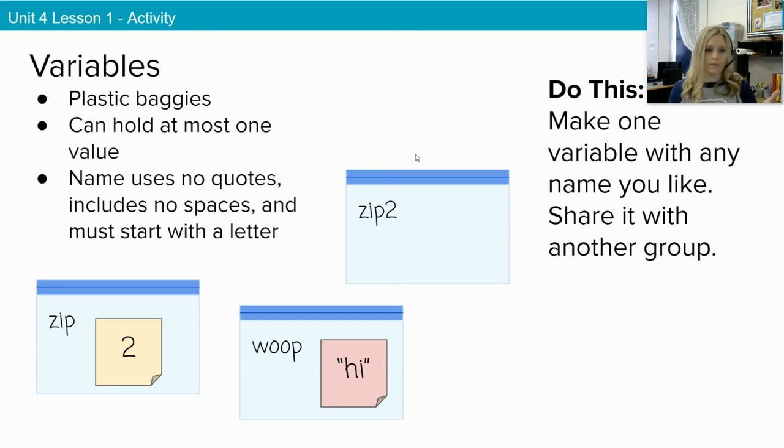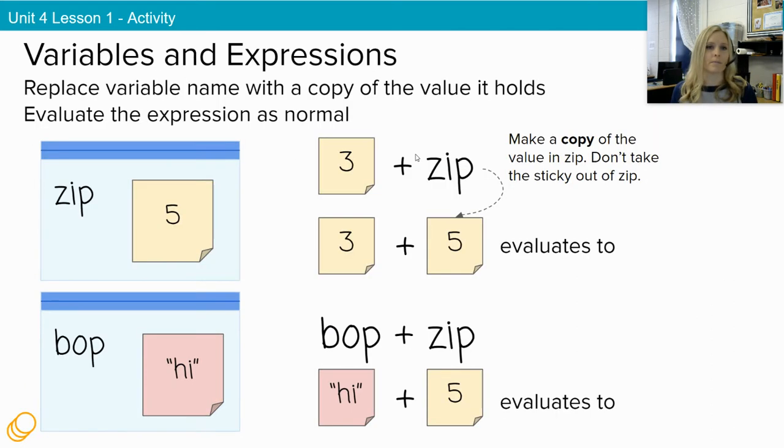Our variable here called zip, we can call variables whatever we need to call them. Usually it's a little bit more descriptive than this, but it does have to start with a letter. There can't be any spaces in the name, and you don't use quotes. So we'll get more of that later. So it can contain a value that's a number or a value that's a string.